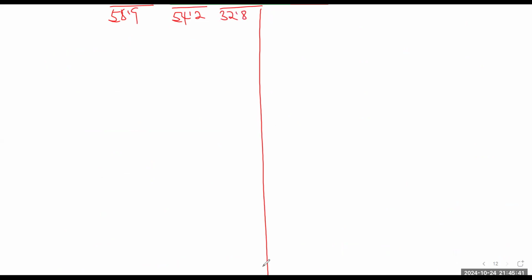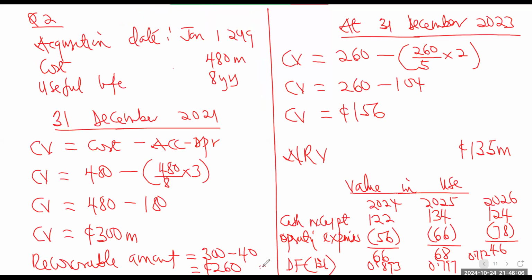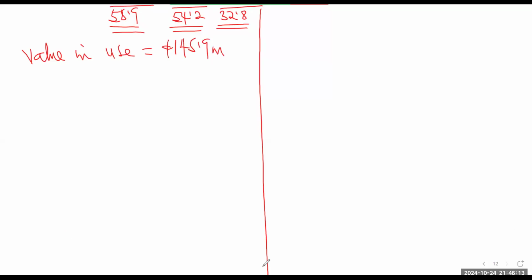So if you put all of them together, what are we having? What is the value in use? 145.9 million. So what was the carrying value? The carrying value as at this date is 156, isn't it? 156. So there will be a further impairment loss again, isn't it?